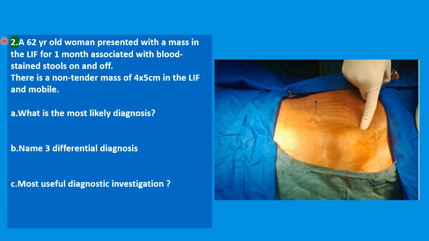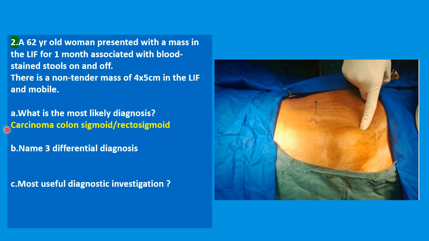Question number 2. A 62-year-old woman presents with a mass in the left iliac fossa for 1 month, associated with blood-stained stools off and on. Examination reveals a non-tender mass 4 by 5 centimeters in the left iliac fossa and it is mobile. What is the most likely diagnosis of this patient? The answer is carcinoma of the colon, sigmoid colon or rectosigmoid colon.